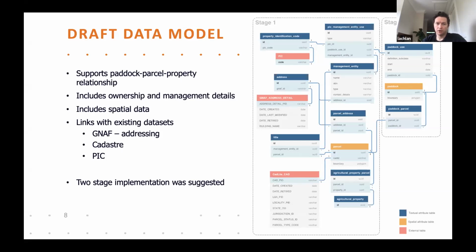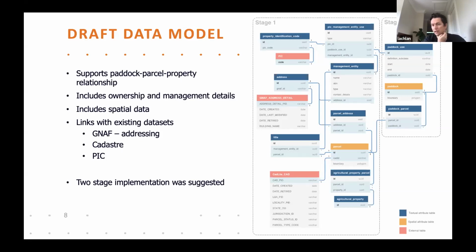We include ownership and management details in this data model too. That's in recognition that the people that own a specific land parcel may not be the same group that manages the agricultural activity that's happening on that land parcel as well. So that was an important inclusion within the data model. It includes spatial data as well.